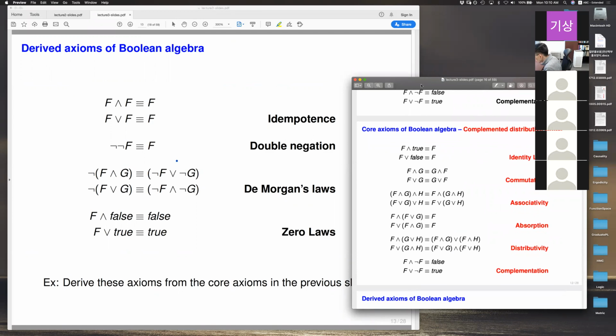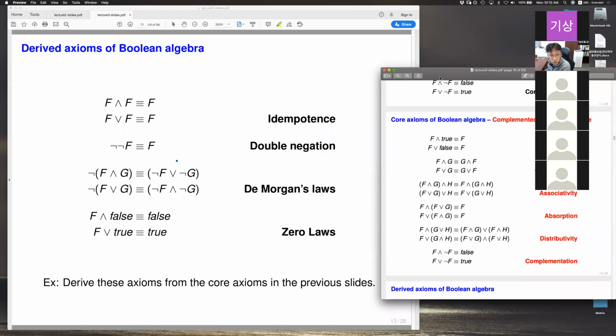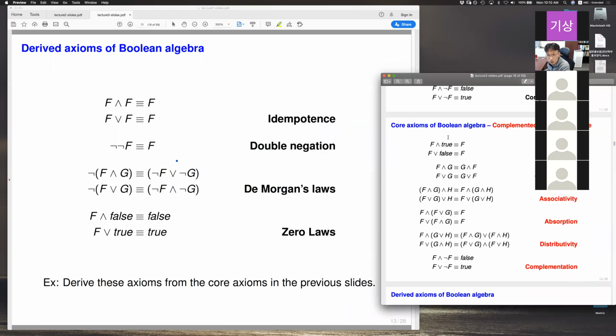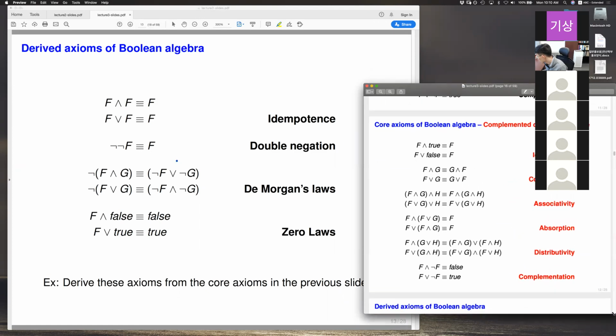So the rules that you see on the second slide, what I want you to do is use the rules here to prove the rules that you see on the other slide. If you finish, then you can leave. We have about 5 minutes left. But while solving these problems, if you have any questions, you can ask me.